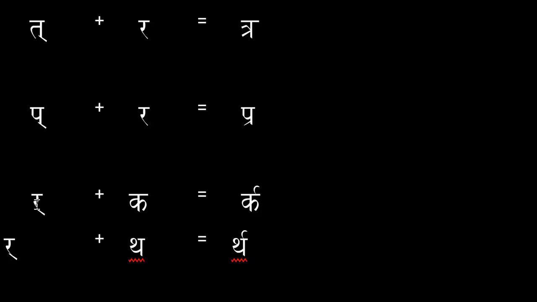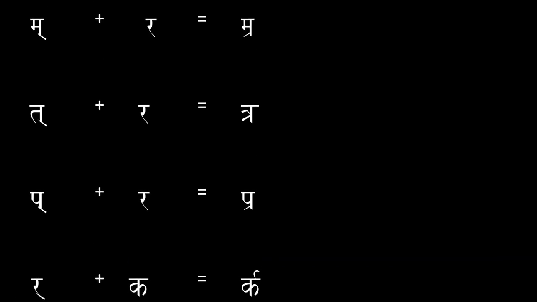And notice again that the ra has a halant at the end. So it's not rak, it's ruk at the end of this equation. And in the second equation, it is rit and not rat. Okay? There's a difference.